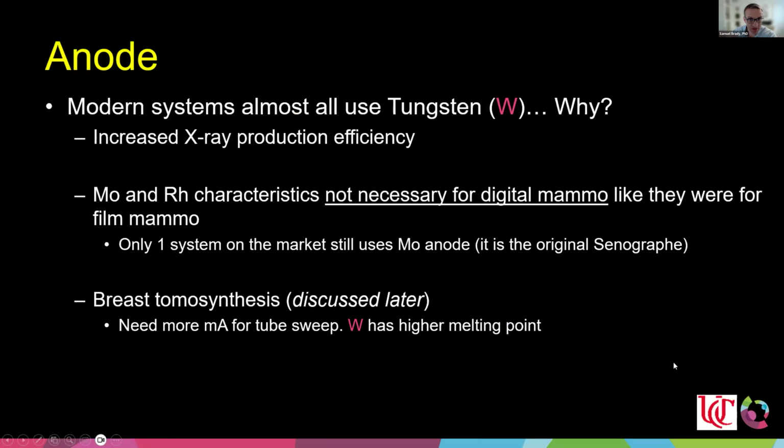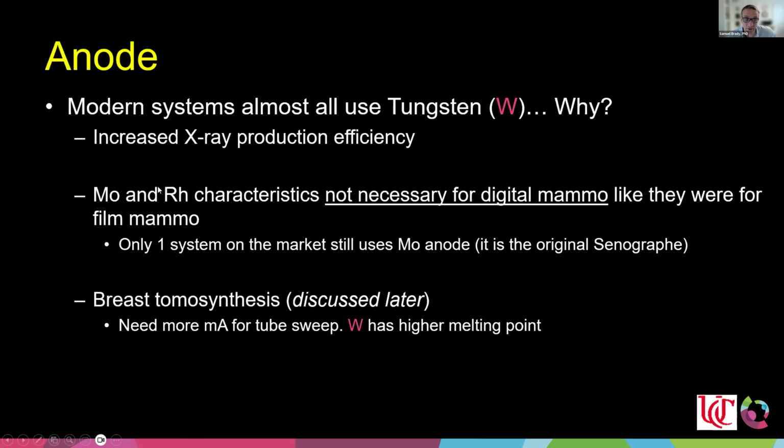And then on the other side, there's the cathode, of course, and then there's the anode, which is the target. These are where the electrons interact, and this is how we create X-rays. In modern X-ray-based mammography, we almost exclusively use tungsten as a target now. And why is that? Tungsten is a more efficient material to create X-rays. It's got a higher melting point, so we don't have as many problems with heating issues, and it creates more X-rays per electron than other materials. Historically, we have used molybdenum and rhodium as targets.